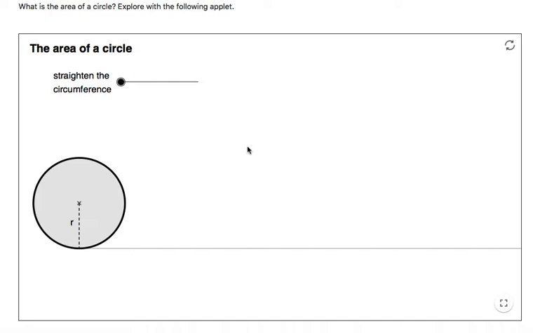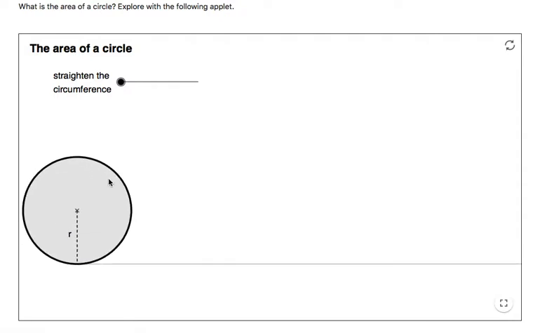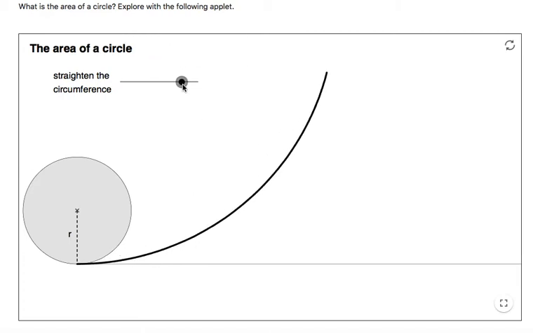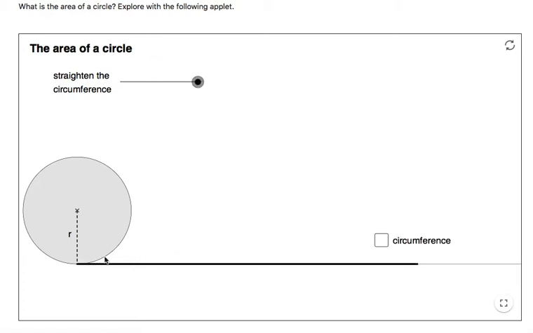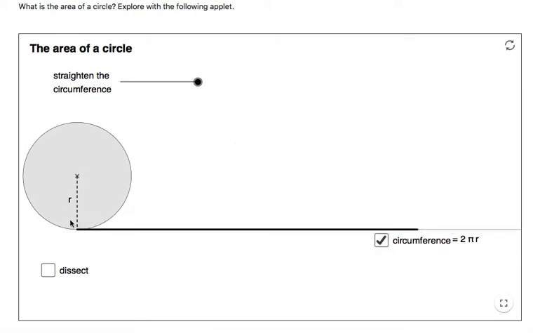So we're going to look at this area of a circle as just another rearrangement. What we're going to do is first take this circle and unwrap the circumference here. So I'm going to straighten out the circumference. So there it is. That length there represents the circumference, which is 2 pi r. And that circumference we're going to then use as a reference to work out the area of the circle.